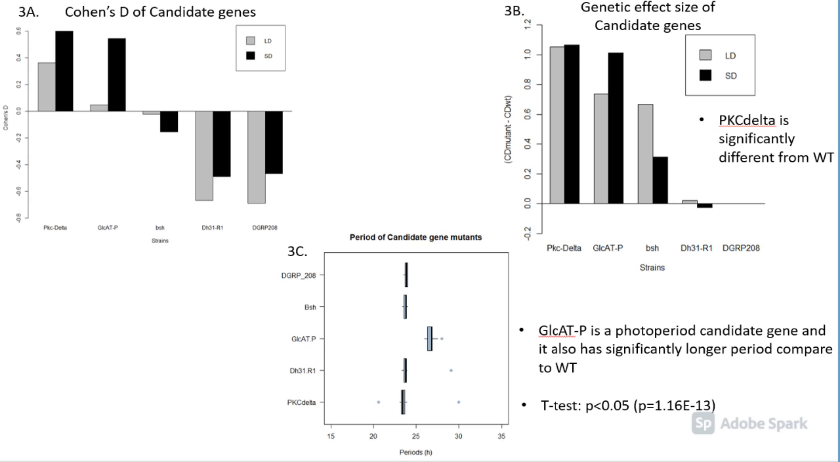We also tested the period of these knockout candidate genes to test the hypothesis of whether these photoperiod candidate genes would be involved in circadian regulation. It was found that GlcAT-P had a significantly longer period compared to the wild type.